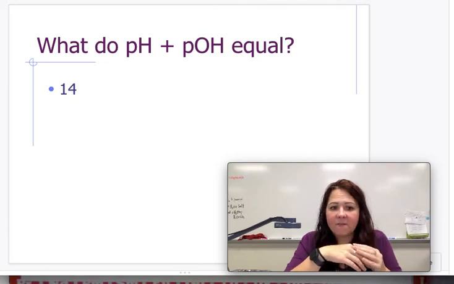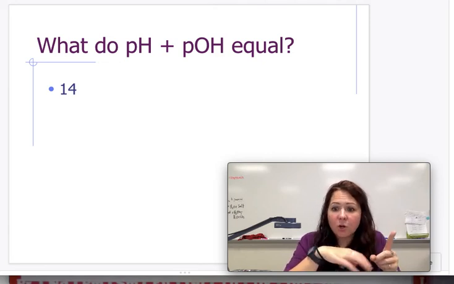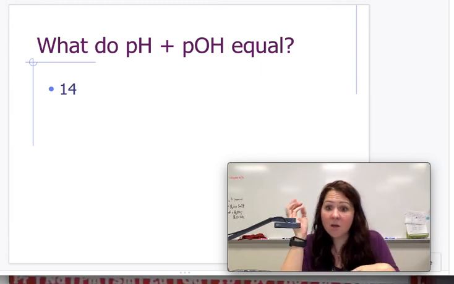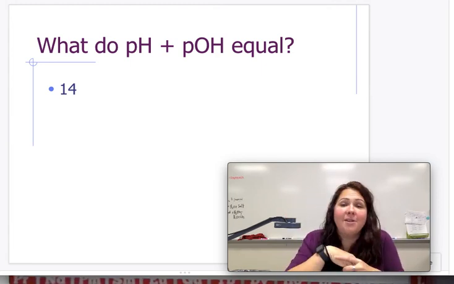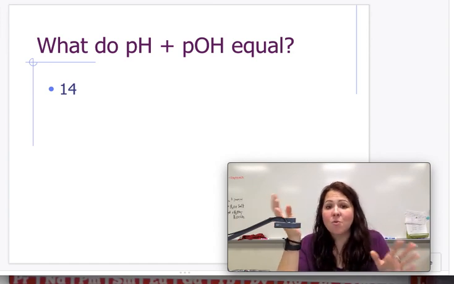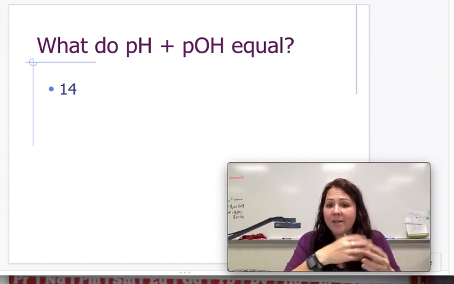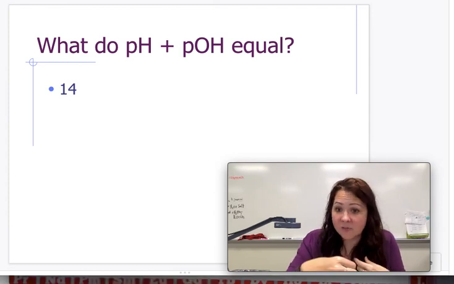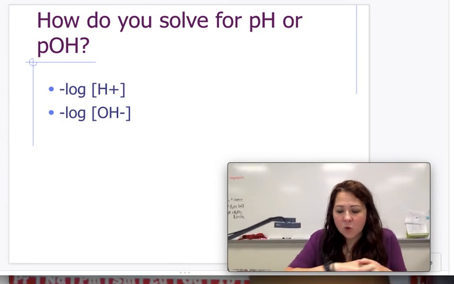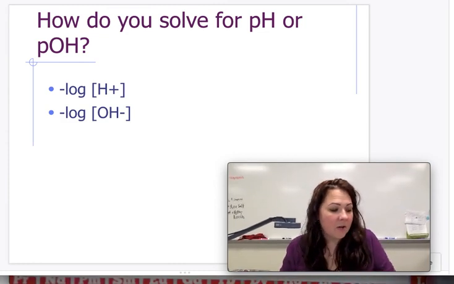So that means that if you have a pH of 1, your pOH is 13. If you have a pH of 7, your pOH is 7. If you have a pH of, I don't know, 8, your pOH is 6. So no matter what, when you add your pH and your pOH, the number that you're going to get there is 14.